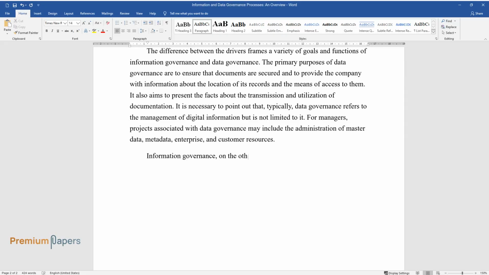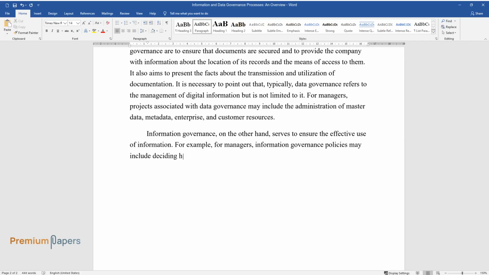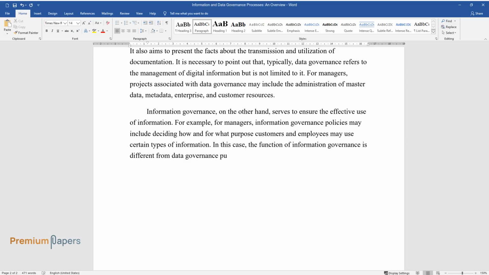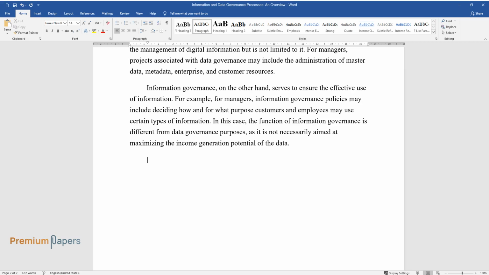Information governance, on the other hand, serves to ensure the effective use of information. For example, for managers, information governance policies may include deciding how and for what purpose customers and employees may use certain types of information. In this case, the function of information governance is different from data governance purposes, as it is not necessarily aimed at maximizing the income generation potential of the data.